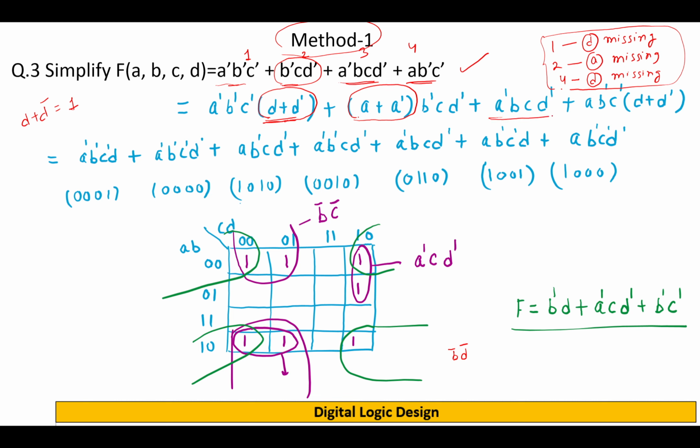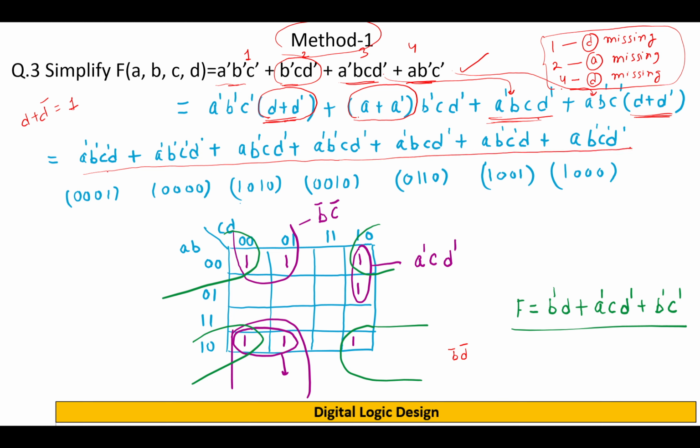So in the third term, there is no term missing. But in the fourth term the D is missing, that means we have to include D plus D bar. Okay, so after simplification, we get all the minterms.